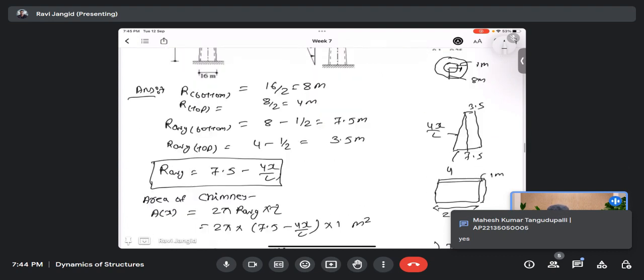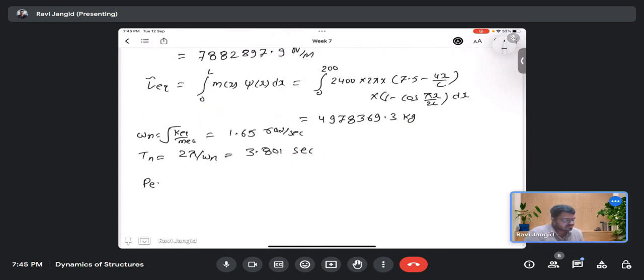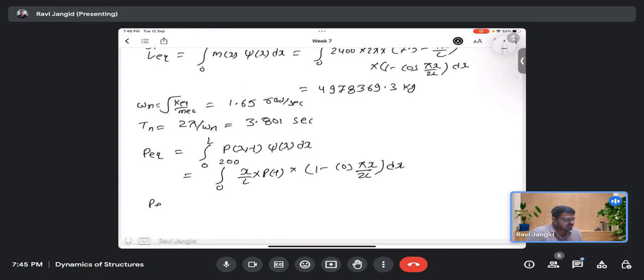So for finding out the generalized p equivalent, that is the integral from 0 to L of pxt times psi x dx. So that is 0 to 200. Pxt is x by L into pt, and the shape function is 1 minus cos pi x by 2L, dx. So can you give me the p equivalent in terms of the pt? Pt take outside.